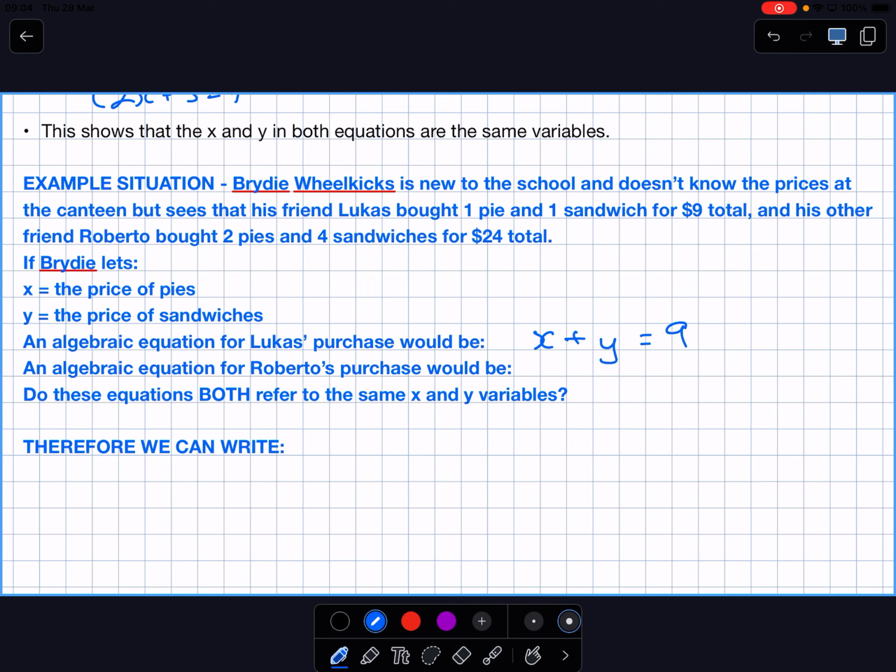And how much did that price equal? No. We have an equation. If that's the only info that I had, I cannot solve that. However, we had another friend, Roberto, that bought 2 pies. What algebra could I write for the purchase of 2 pies? 2x plus, what would his sandwich purchase be? 4y equals, and the total? 24. Do both of these equations refer to the same x and y variable? Yep.